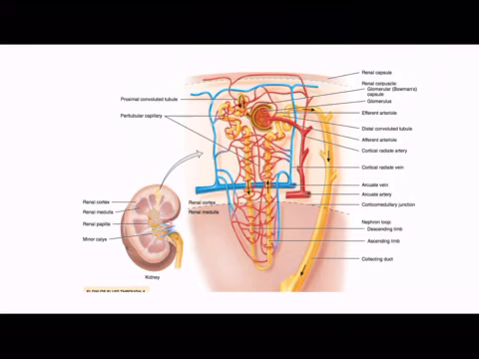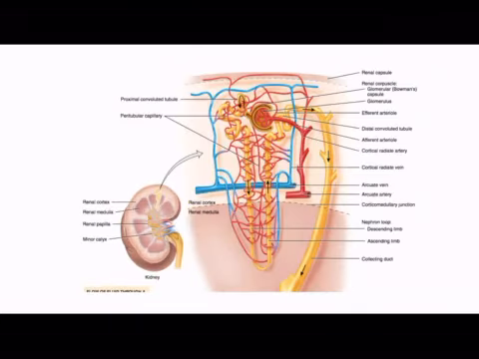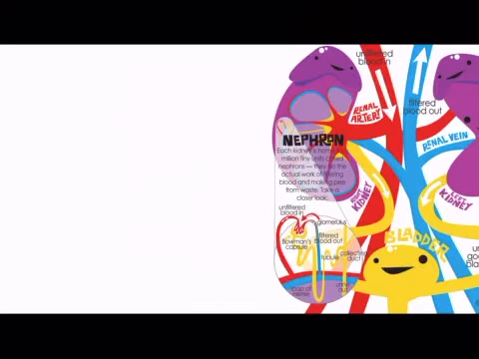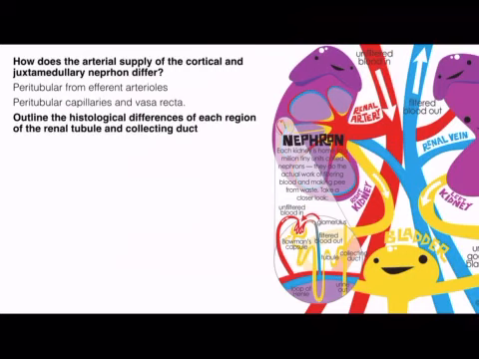That's a good example of the different arteries and veins. Nice there. There's an example of juxtamedullary versus cortical going further down. How does the arterial supply of the cortical and juxtamedullary nephron differ? Good question. We've been over that. It's the vasa recta from the peritubular capillaries.